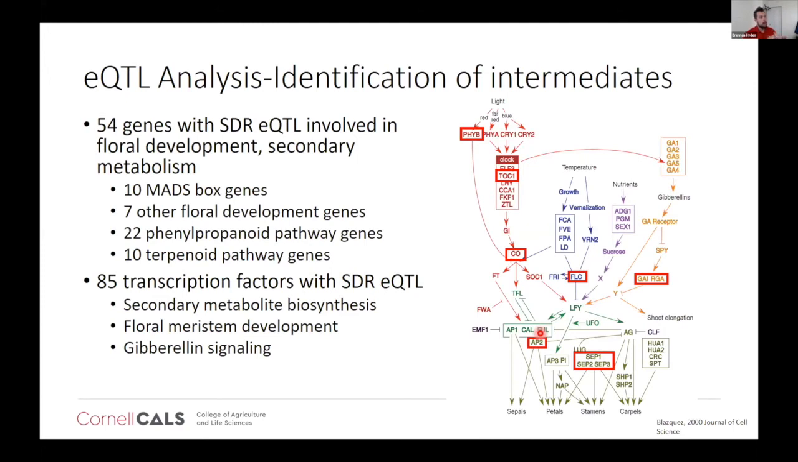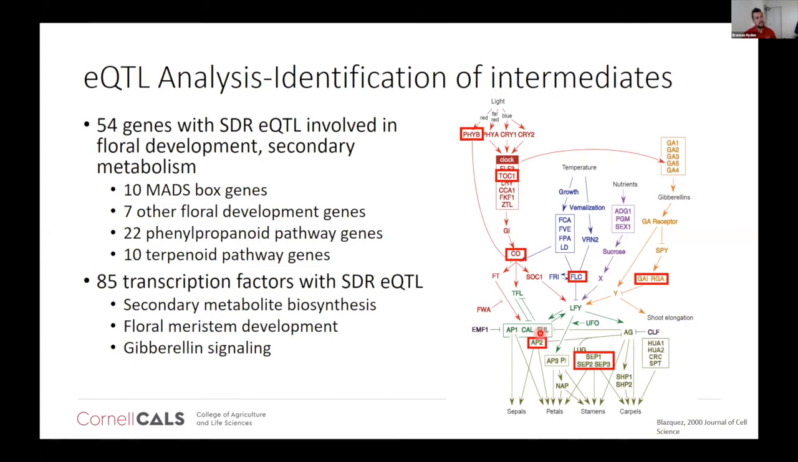So from there, I sought to identify what some of these intermediate genes are. We have some candidates from master regulator genes. We know the thousands of genes across the genome that are differentially expressed, but what are the intermediates between these that are directly regulated by the SDR and then in turn regulate these thousands of genes across the genome? So I used eQTL analysis to begin to answer this question.